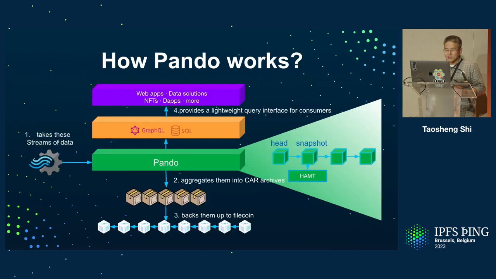How does Pando work? The pipeline of Pando is quite simple. You can see it as an input and output system. For example, the first step is to take the stream of data, and then we aggregate this data into CAR archives, and we also store the data in the Pando storage. The Pando storage is much similar to IPFS, but has an immutable data layer.